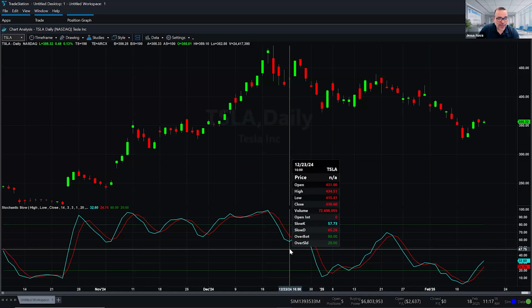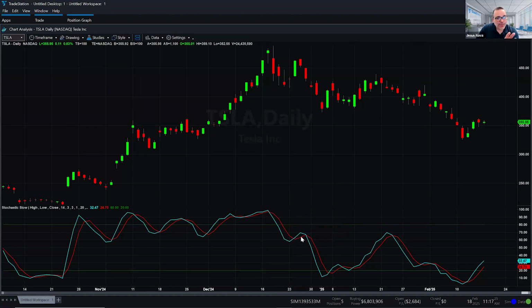We know that the slow D is just a 3-day moving average of the fast, or what we call slow K. So we know that those two lines cross over multiple times in this indicator. But what we're looking for is the crossover happening when the security is oversold. So right here, this would be a bullish signal because the crossover is happening when it's oversold.